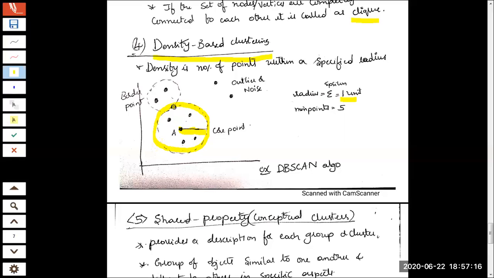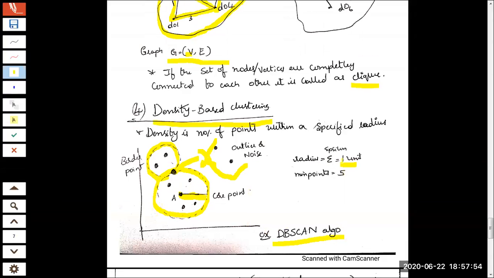Points which are there on the border are called border points. Even the border points may be shared with other clusters. For example, you can see this specific border point, which I have called x here, is being shared with a different cluster. So that is also possible. Few points may not be part of the cluster, you can see in this case. These points are outliers or noise. One of the algorithms to implement this density-based cluster is the DB-scan algorithm. It's part of your syllabus. We'll discuss it later.